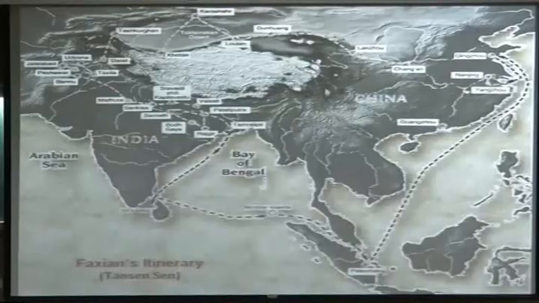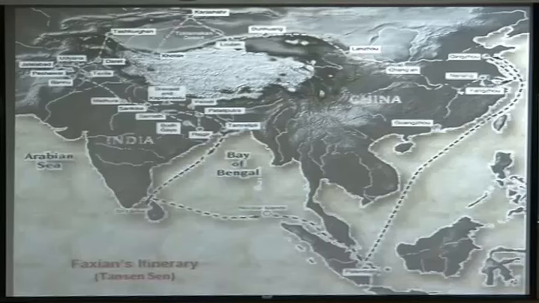This is a map of Fayan's itinerary. You can see the kind of huge distances that these pilgrims courageously covered, crossing the Taklamakan Desert, which encloses the whole Tarim Basin, and then crossing all these mountains, finally landing at Taxila, and then of course entering the Indo-Gangetic Plains, which are much easier to travel. But he additionally returned to China through the sea route.